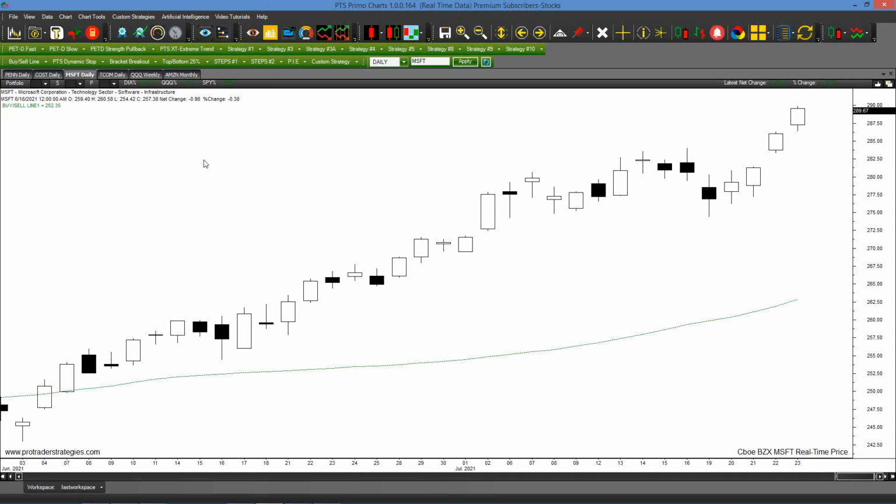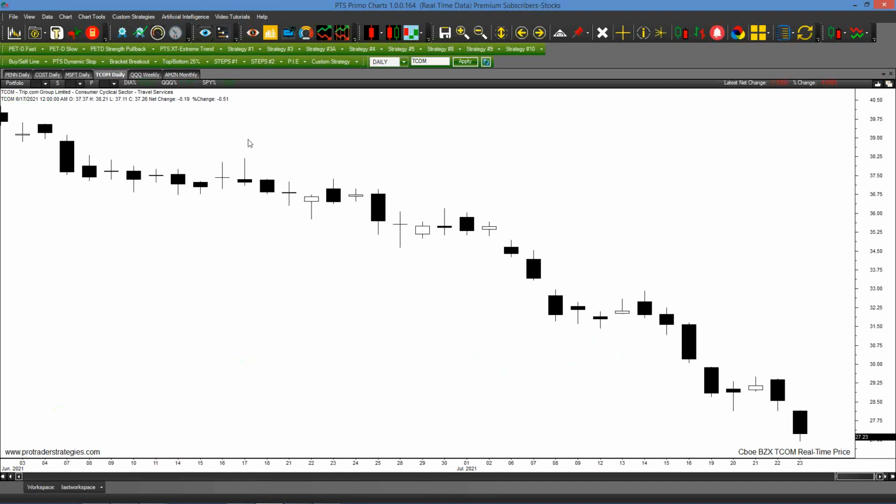Now, once we applied the top-bottom 25% bar on our platform, look at all the green arrows. So now we know that the short term and the overall trend are in sync and remain in sync. It's that simple.